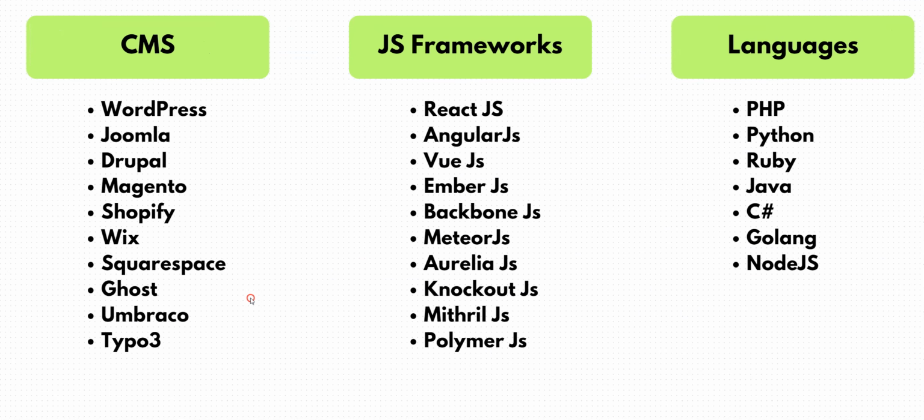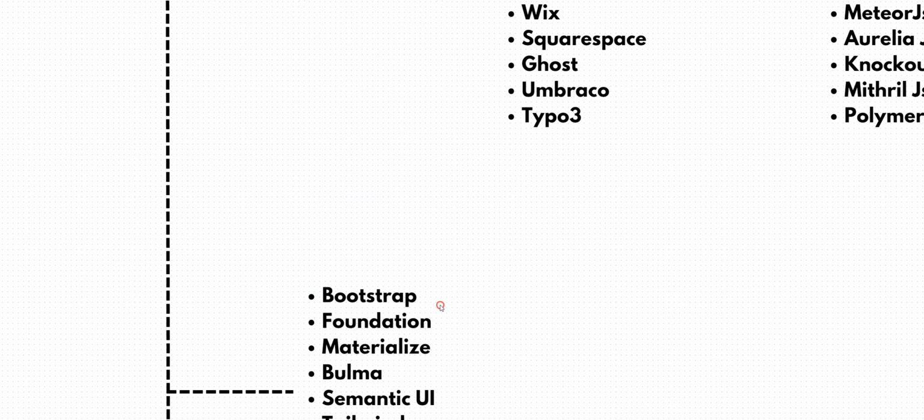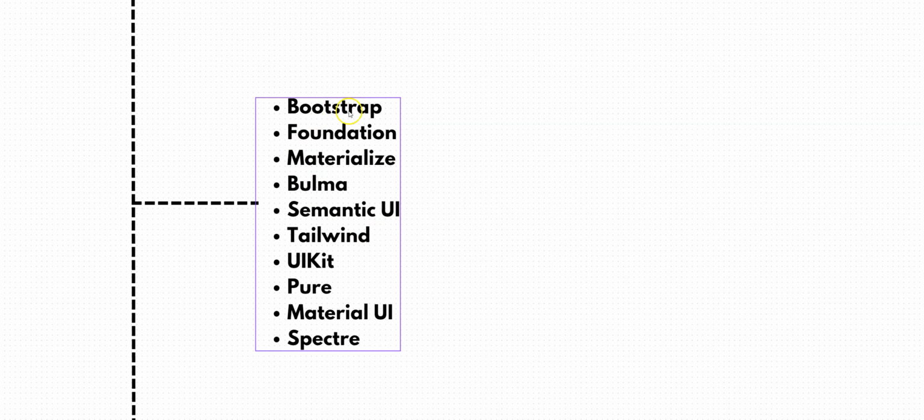Once you are done with these, you have something called responsive frameworks. These are frameworks that are built on CSS. So instead of writing your own CSS, you can use this framework and use their classes to get your output. The list is Bootstrap, Foundation, Materialize, Bulma, Semantic, Tailwind, UIKit, Pure, Material and Spectre. These are the CSS frameworks that you can use to design your website. It converts your basic website into a responsive one.